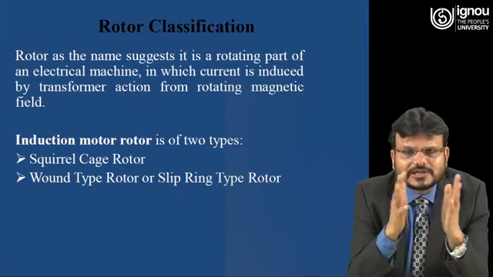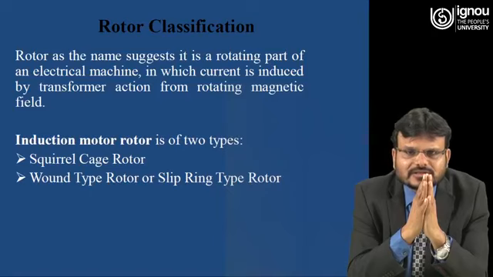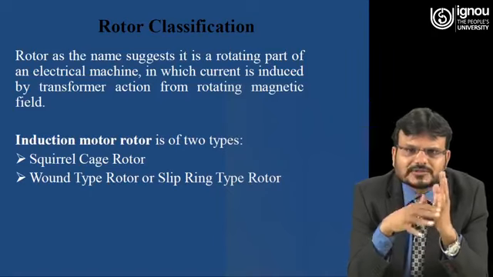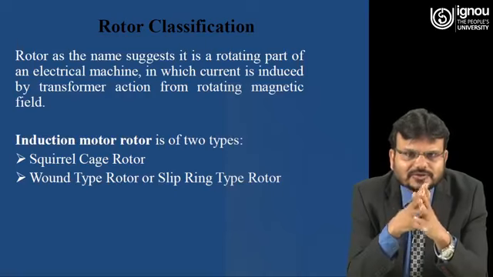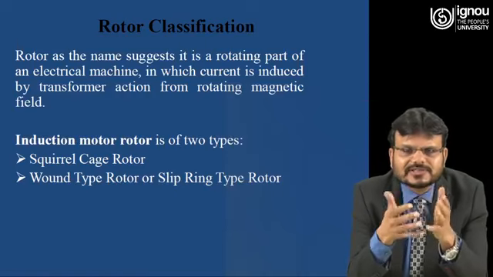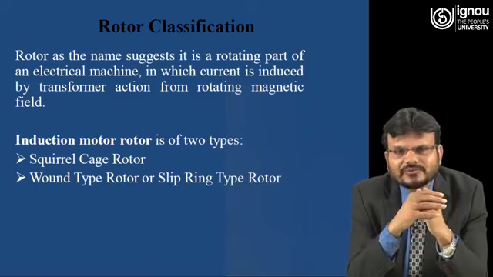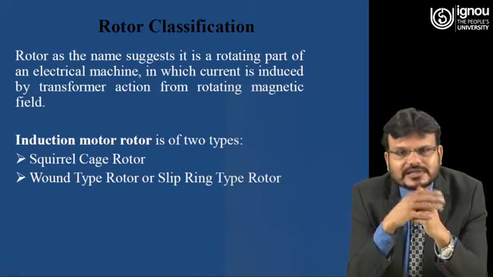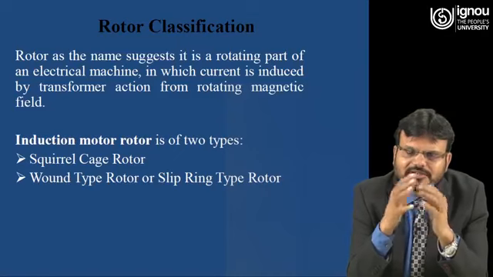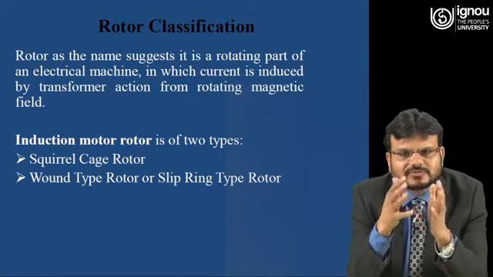Now, as we are talking about the three-phase induction motor, this three-phase induction motor can again be classified on the basis of the type of the rotor. The rotor, as the name suggests, is the rotating part of an electrical machine in which current is induced by the transformer action from the rotating magnetic field.